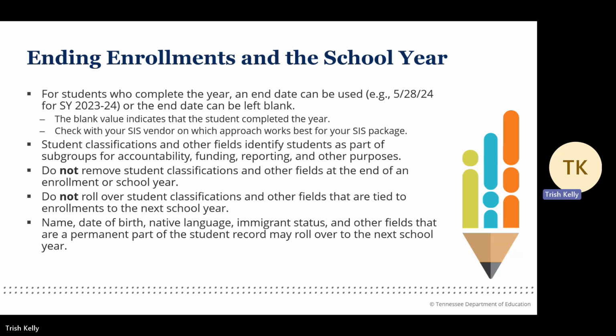Also, because the status applies for the year and is tied to enrollment, do not roll over student classifications and other fields to the next school year. The status has to be reconfirmed and entered that next school year. On the other hand, for fields that are a permanent part of the student record, they may be rolled over to the next year, such as name, date of birth, native language, and immigrant status.